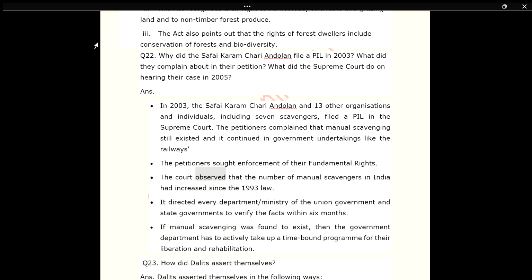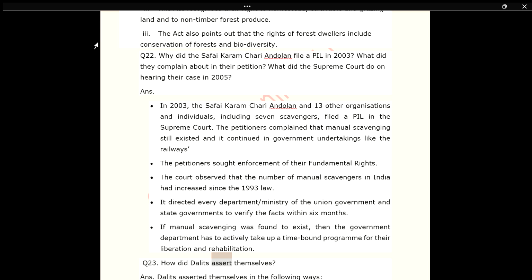The court observed that the number of manual scavengers in India had increased since the 1993 law. It directed every department and ministry of the union government and state governments to verify the facts within 6 months. If manual scavenging was found to exist, then the government department has to actively take up a time-bound program for their liberation and rehabilitation.